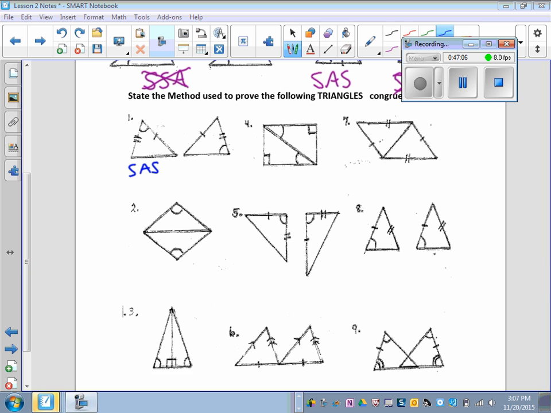Alright, so number 1 here, we have a side, angle, side. But over here we have side, angle. Those don't even match up. That one's not even allowed, so this one's not enough. We don't know that these are congruent.